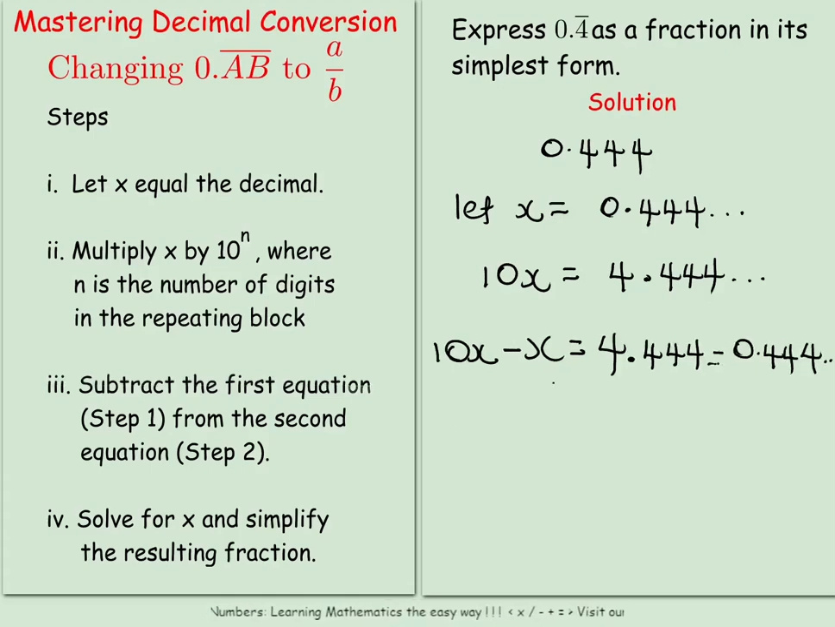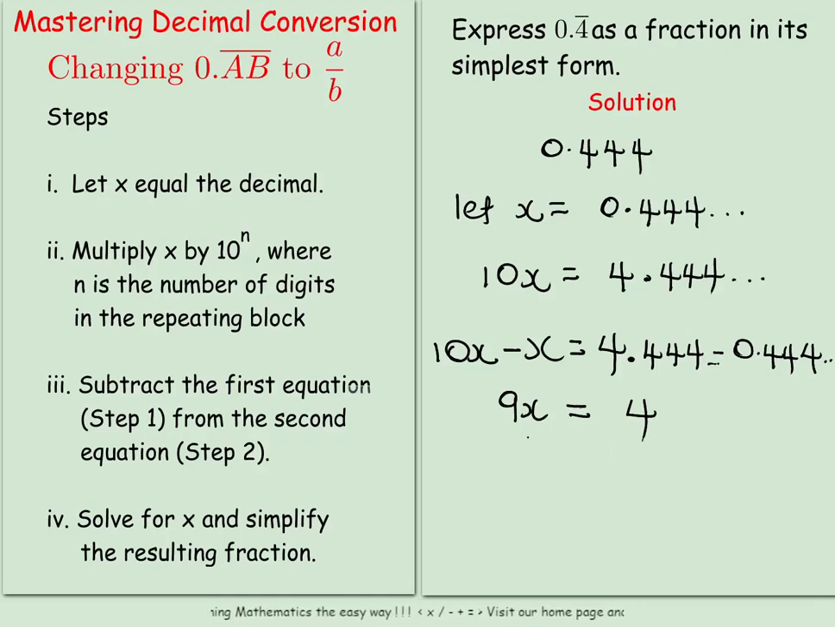0.444. Doing that gives us 10 minus 1. You know, in algebra, if we are doing this, we just work on the coefficient. So 10 minus 1 gives us a 9x. So you have 9x equals 4.444 minus 0.444. All these 444s will take out the 444. Then we have 4 minus 0, giving us what?